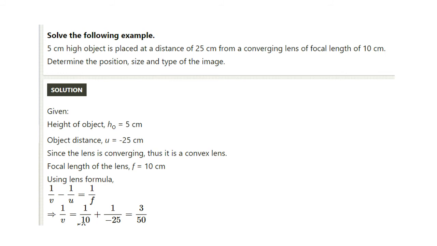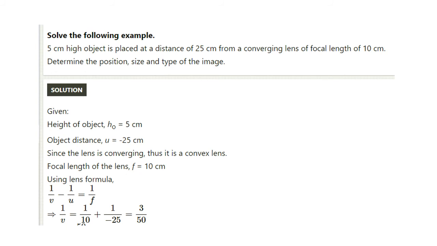Now let us write down the given part of the data. Height of the object is equal to 5 centimeter. Now we know that height is always on the upward side, perpendicular, so it is positive. Object distance U is 25 centimeter. Now we have also learned that anything to the negative of the optical center is considered as negative and U is always negative. So that is minus 25 centimeter.